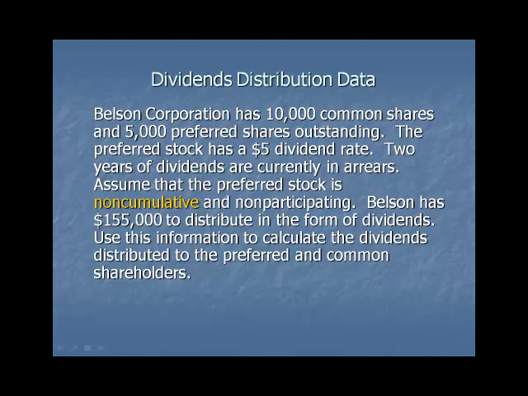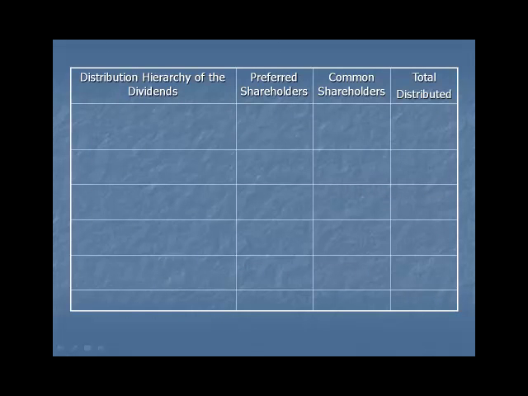Now let's change the data just slightly. The data to this problem is identical with the exception that the preferred stock is non-cumulative and non-participating. So non-cumulative means that when there is a past dividend, it is gone forever, and so you will never have those arreared dividends that are going to get paid at a later date.